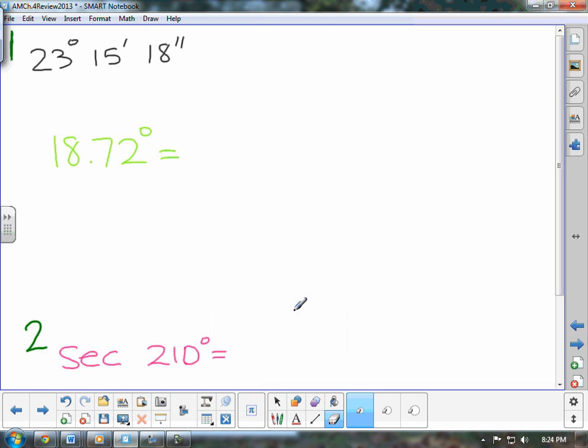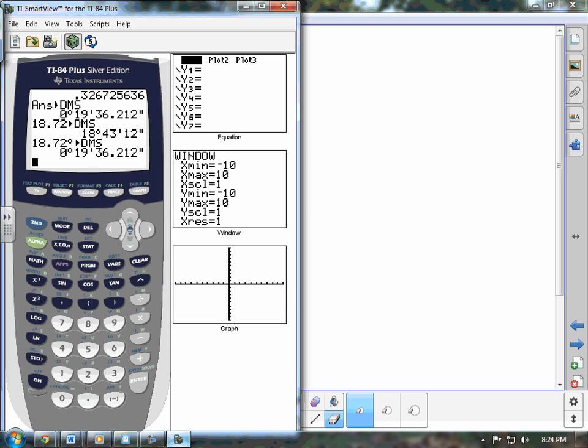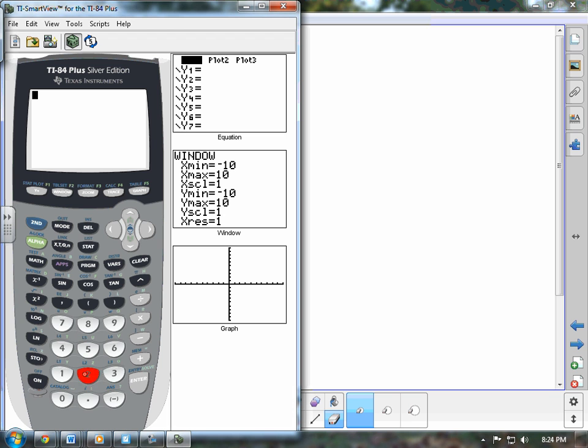All right, for the second part of the test, the first couple of questions you're going to be asked to do would convert from degrees, minutes, and seconds to decimal form, and then also from decimal form to degrees, minutes, and seconds. If you just go through and use your calculator, it's 23 plus 15 divided by 60 plus 18 divided by 3600.